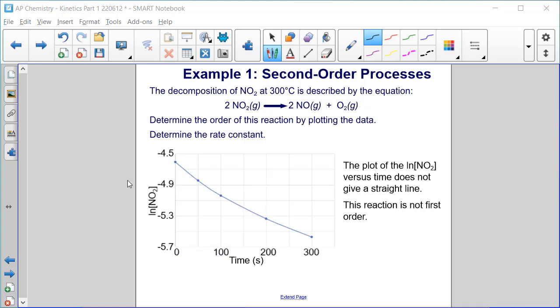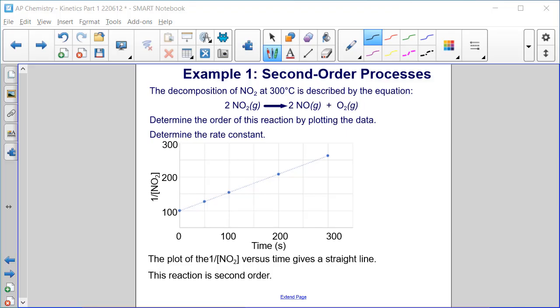Okay, so the first thing I did was plot the natural log of the concentration data versus time. This is a curve. This is not a straight line. That means that this reaction is not first order. The next thing I did was plot 1 over the concentration of NO2 versus time. This gives a straight line. And what that means is that this reaction is second order. Okay? If I plot 1 over concentration versus time and get a straight line, then that indicates a second order process.